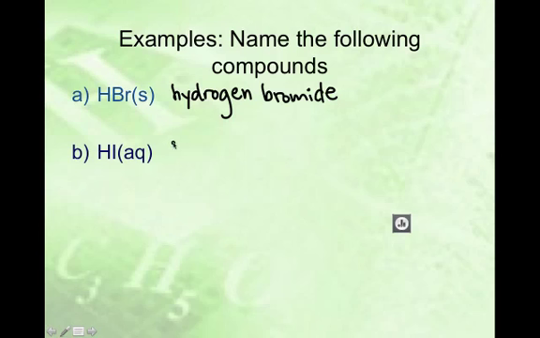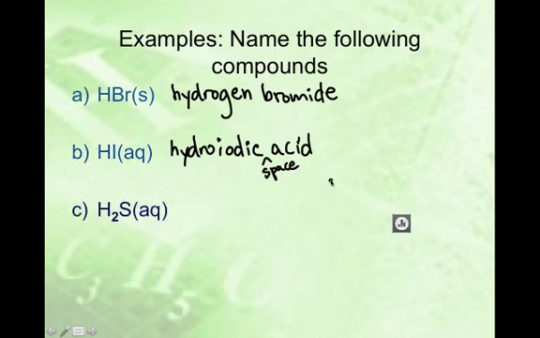Okay, here's something that is aqueous: HI. So we start with hydro, the root of hydrogen. And then I is what? Iodine. So we say hydroiodic acid, because we have to have the word acid. Notice there's a space between hydroiodic and the word acid. All right, what's next? Another aqueous.